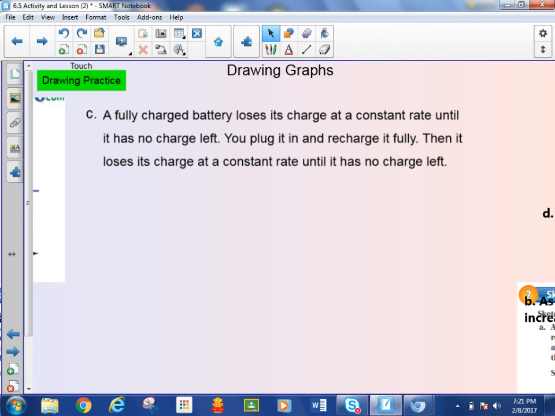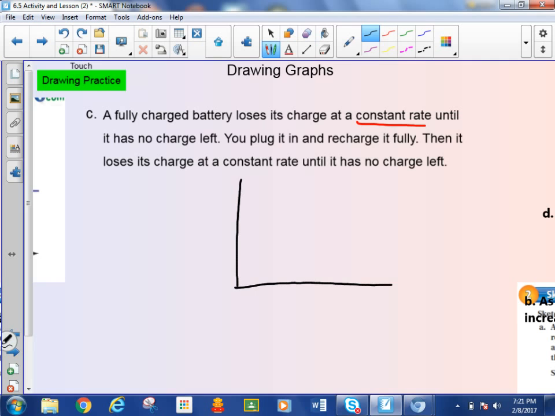Okay, so we have a fully charged battery here. It loses its charge at a constant rate, so we're going to be using a straight line, until it has no charge left. You plug it in and recharge it fully. Then it loses its charge at a constant rate until it has no charge left. Okay, so let's start with doing our axis lines.